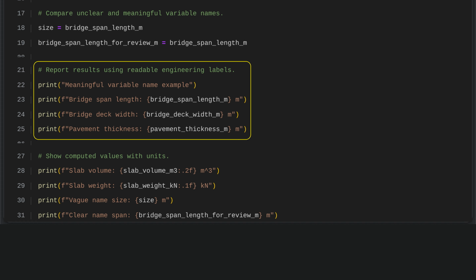It prints key bridge dimensions including span length, deck width, and pavement thickness, each labeled in meters. Clear labels make the output easier to read, reduce confusion, and support more accurate interpretation.